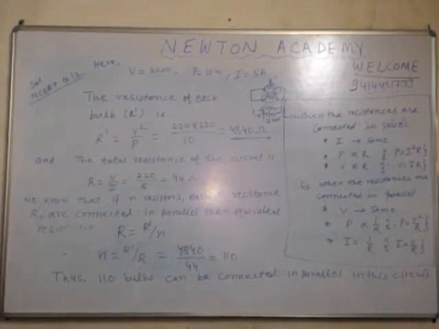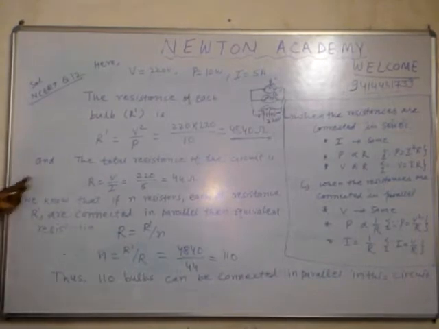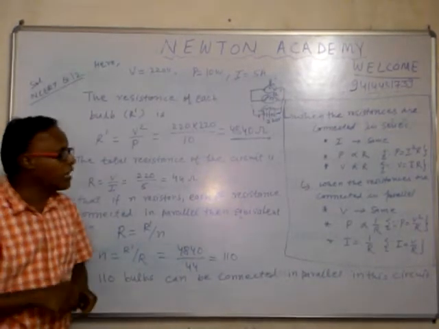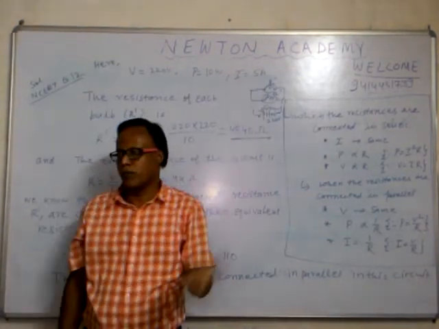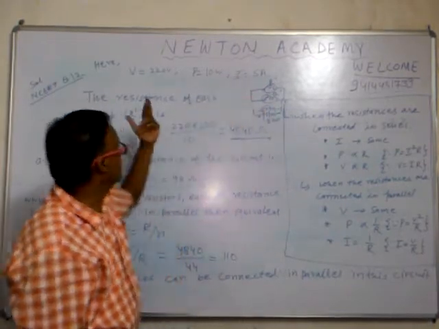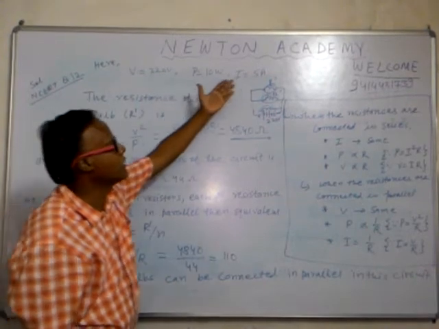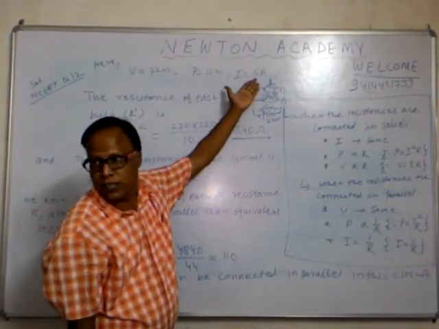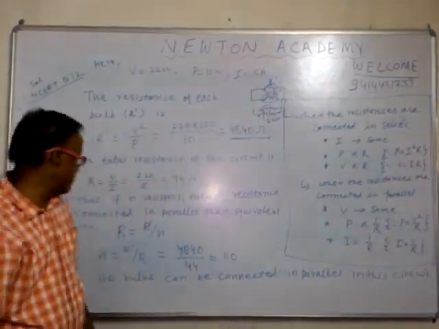I hope up to this step is clear to everyone. Now our aim is to calculate the total number of bulbs. How many bulbs we use to make the power 10 watt and the current of the circuit become 5 ampere. Maximum current is 5 ampere.